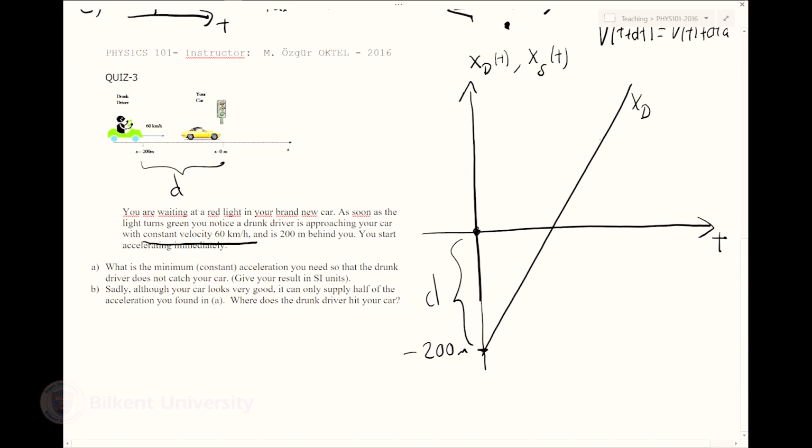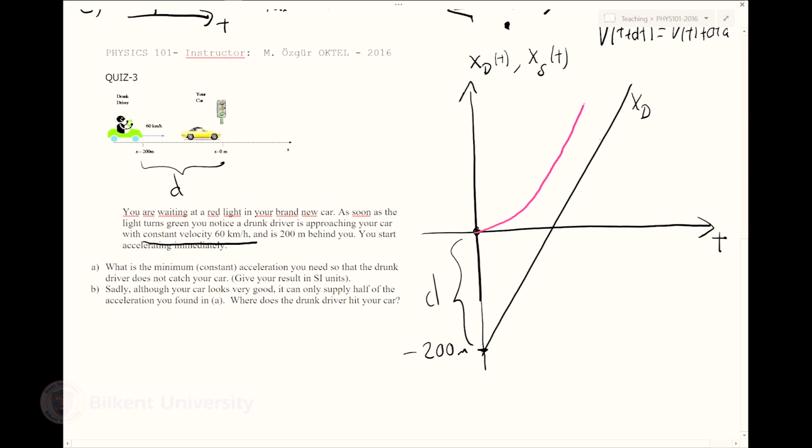So what does the position-time graph look like for motion with constant acceleration? It will look like a parabola, right? It's going to tend up. So there are two kinds of possibilities here. If my sports car is accelerating very, very fast, the drunk driver will never catch my sports car. However, if my acceleration is slow, here the drunk driver will actually hit my car from the rear end.